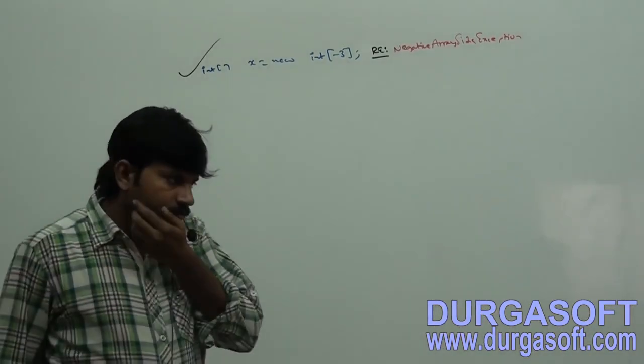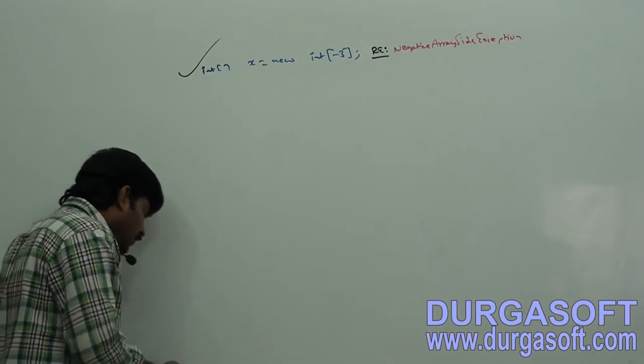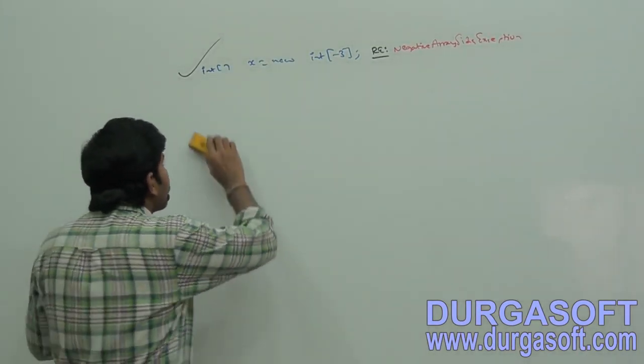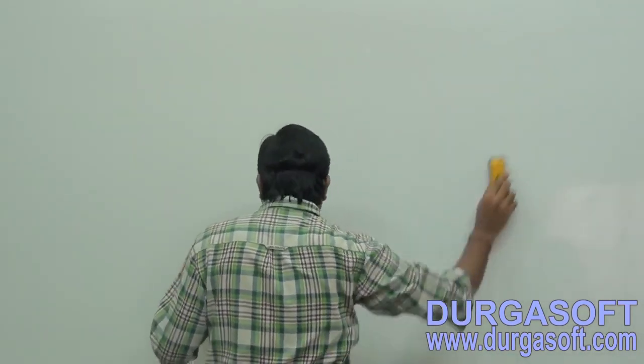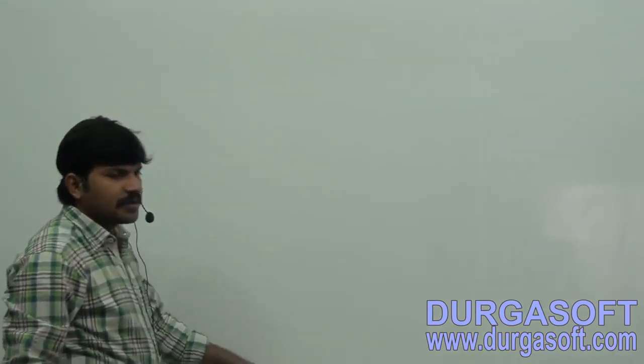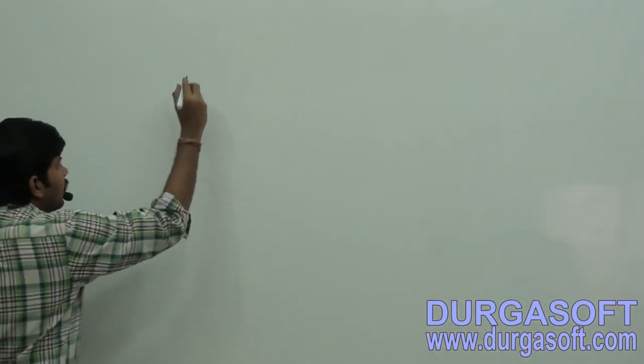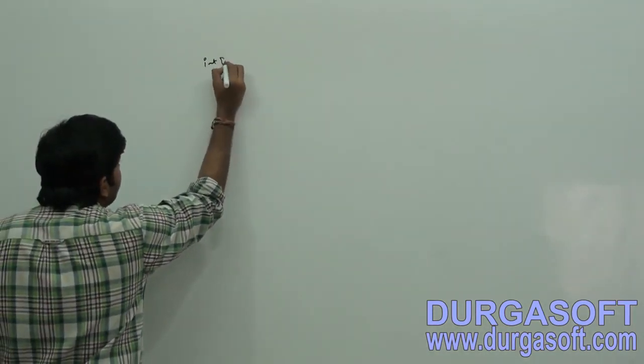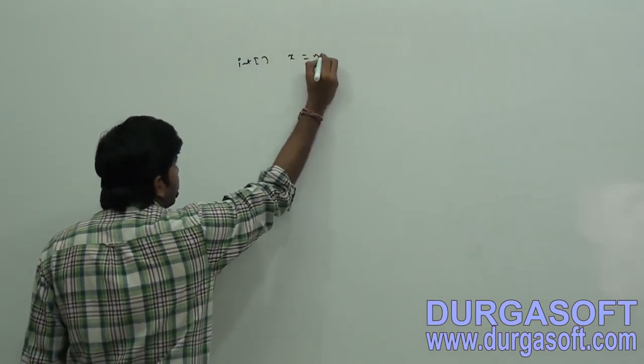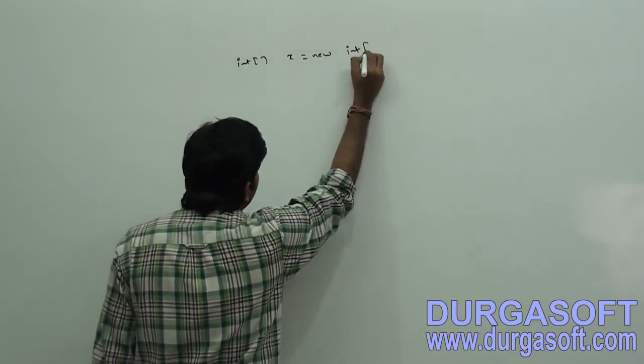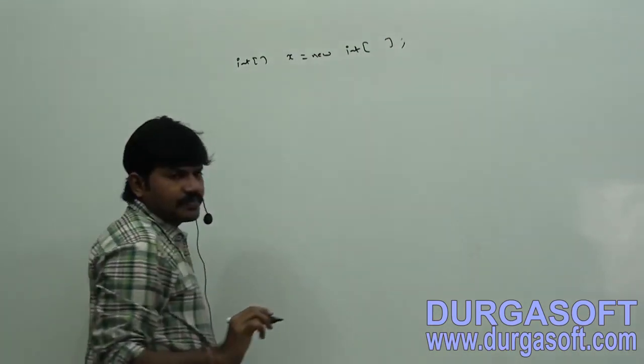Completed, right? Okay, that's all. Now next thing, next conclusion, a bit important here, special care. Take care. Here I am taking int[] x = new int[...].